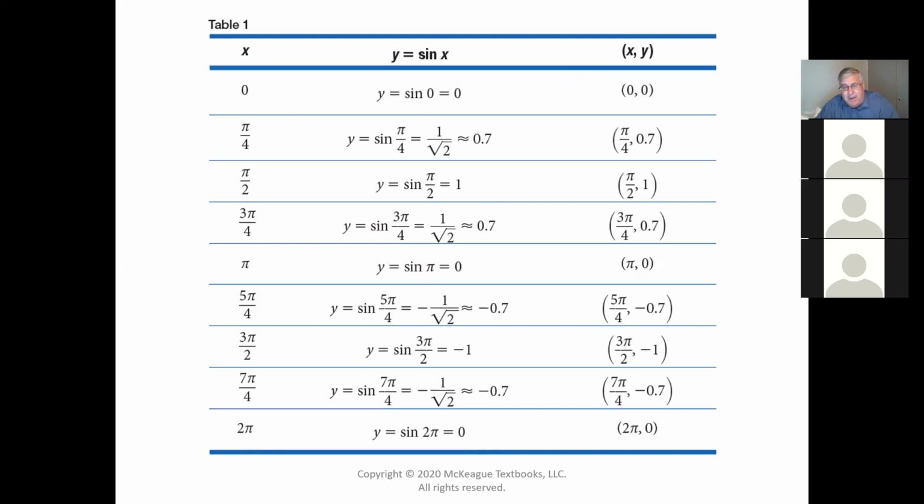Yeah, what's the minimum y value do you see, ladies and gentlemen, that was output by this sine function? -1. And what was the maximum value for y? +1. So look at the range of this sine function is from -1 to 1. Okay.